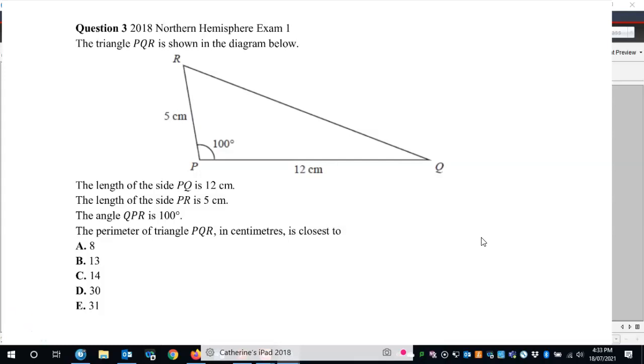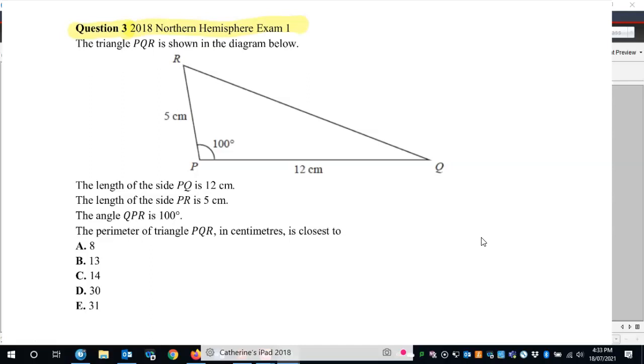So let's look at some past exam questions. Here I have one from the 2018 Northern Hemisphere Exam 1. It's question 3, so easy to middle of the range difficulty. We have triangle PQR shown in the diagram below. You can see we have two sides and the included angle. So with that we know the cosine rule might come into play.